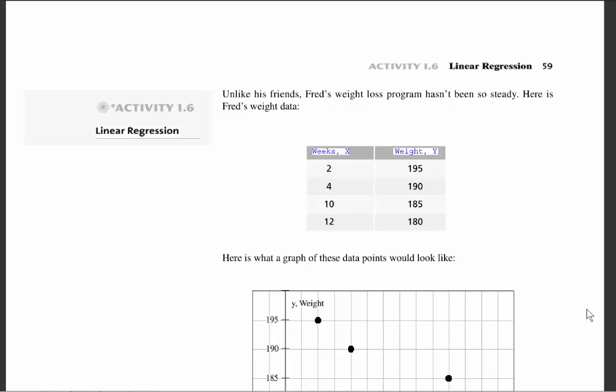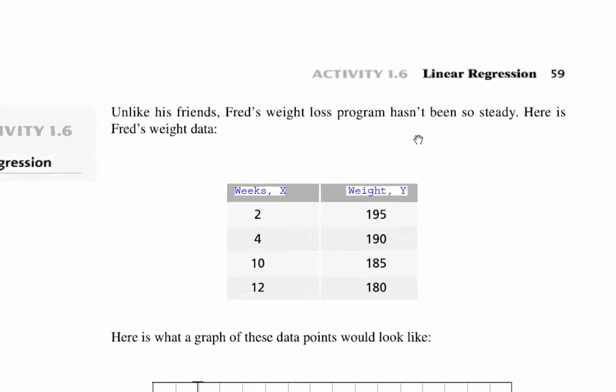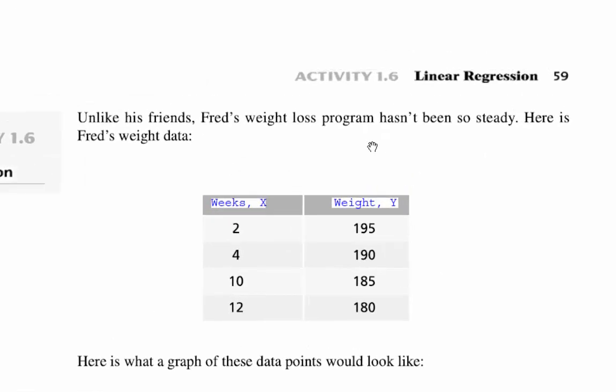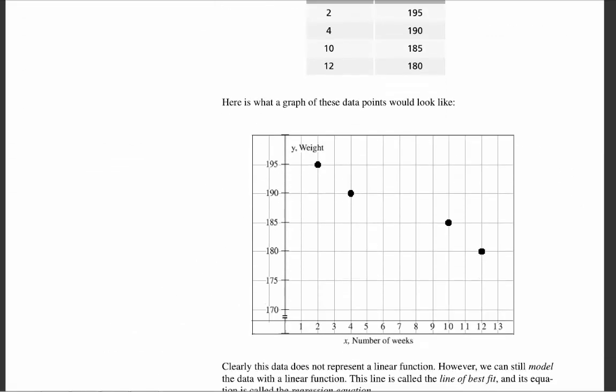Activity 1.6 is similar to the previous activities in that we are tracking an individual's weight loss program. So this looks like we're following Fred's weight loss program over time. Again, the input would be the number of weeks, the output would be the weight, and it looks like they've plotted these points for us on the graph below. So the point (2, 195) would be reflected here, (4, 190) would be the second point, and so on.